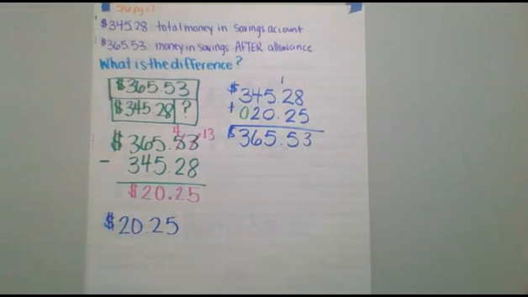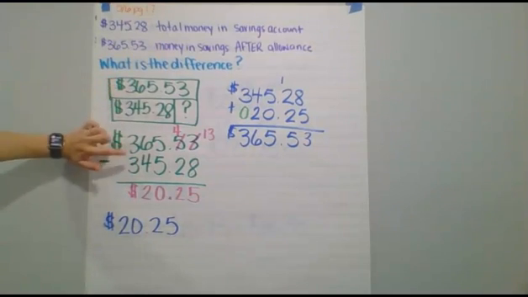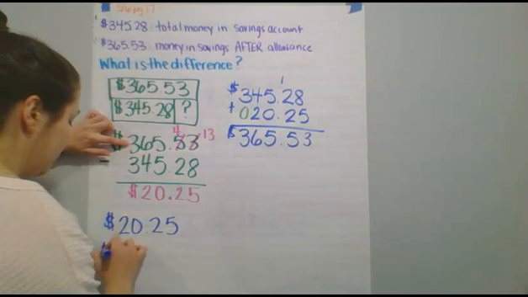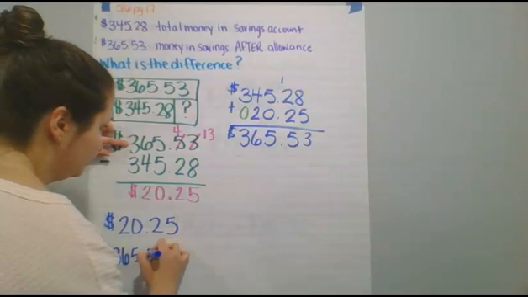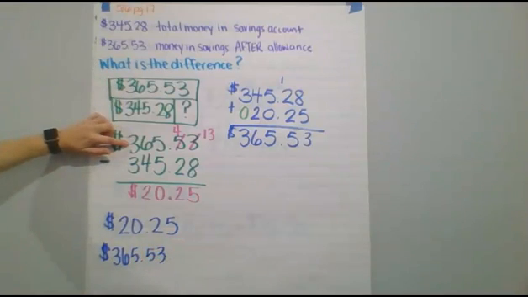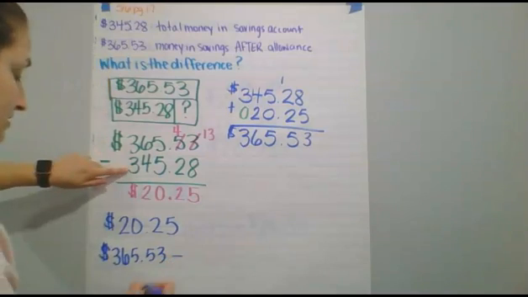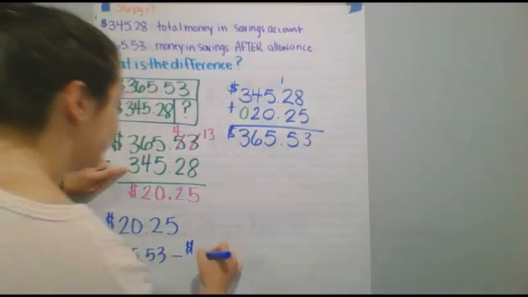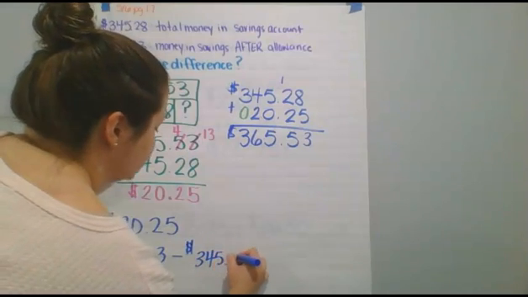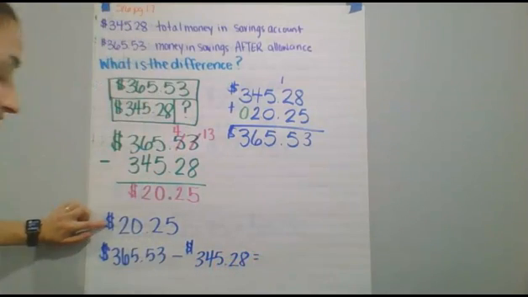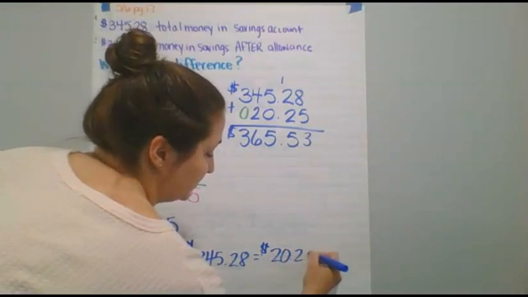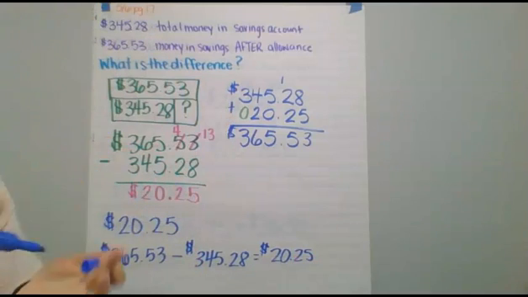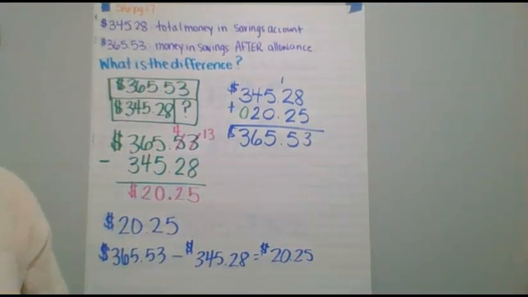$20.25. And then my equation that matches my story problem is going to be $365.53 minus, again, don't forget your dollar sign, $345.28. And then that gives me a total amount of $20.25. So the amount of money that she earned for her allowance was $20.25.